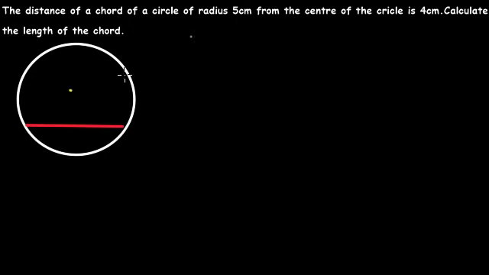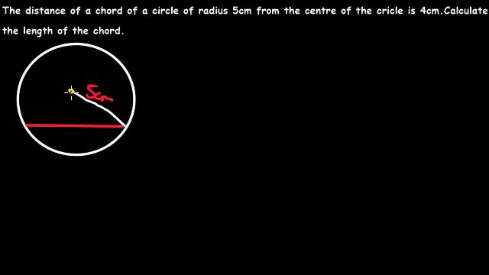then the straight line drawn from the center to the edge of the circle is simply the radius. Now they said the distance of a chord of a circle, that is the distance of this chord of this circle, of radius 5 centimeter, which means that the radius of that circle is 5 centimeter. The distance of that chord from the center of the circle is 4 centimeter, which means the space, the region between the center of the circle and the chord itself is simply 4 centimeter, which is exactly the distance of the midpoint of the chord from the center of the circle.